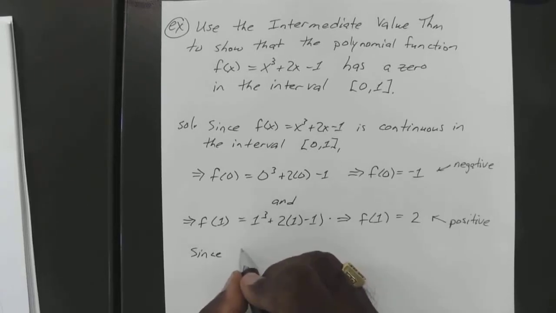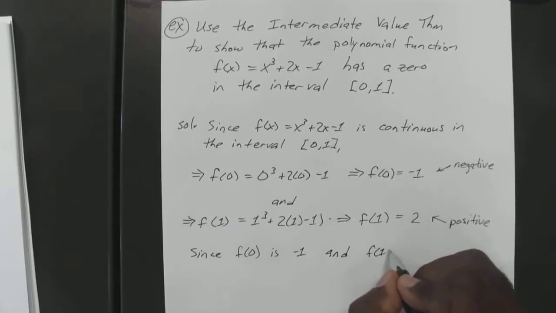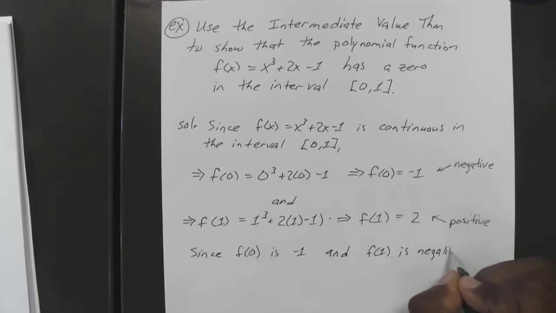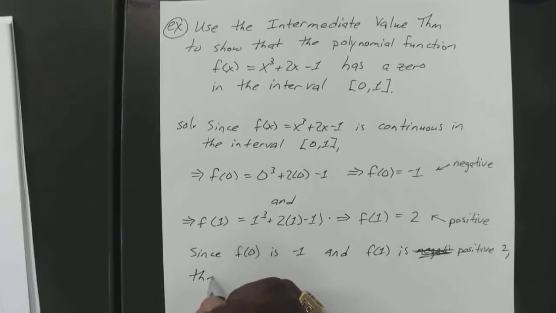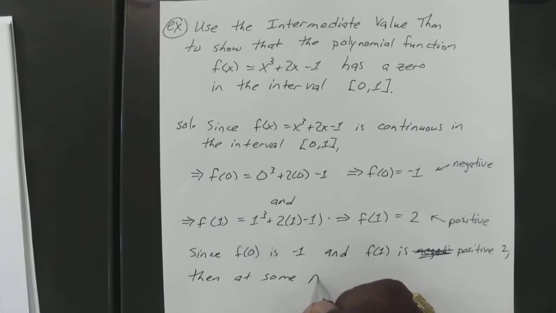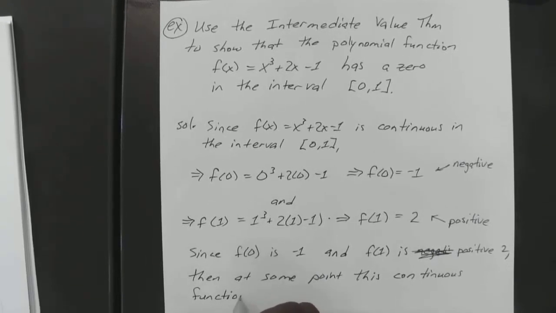All right. So since f of 0 is negative 1 and f of 1 is positive 2, then at some point this continuous function has to cross the x-axis, which is just f of x equals 0. So a 0 does exist.